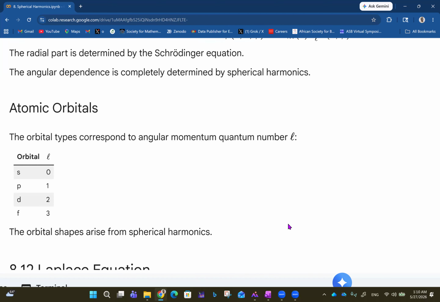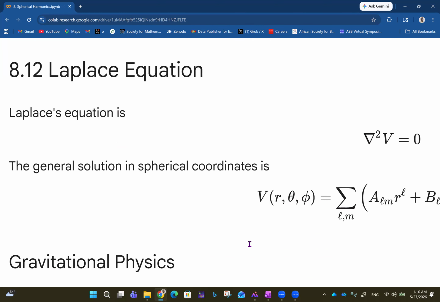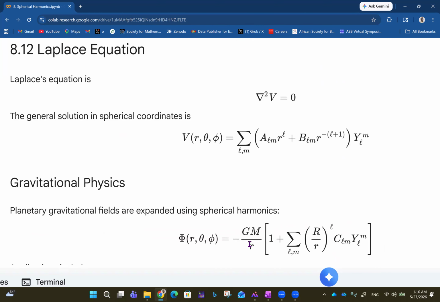And then we have atomic orbitals. The orbital types correspond to the angular momentum quantum number L. So you have S, I mean, we are going chemistry seriously here. The value of L is 0 for S, 1 for P, 2 for D, 3 for F. The orbital shapes arise from spherical harmonics. So it's more like we're already X-raying inside an atom.